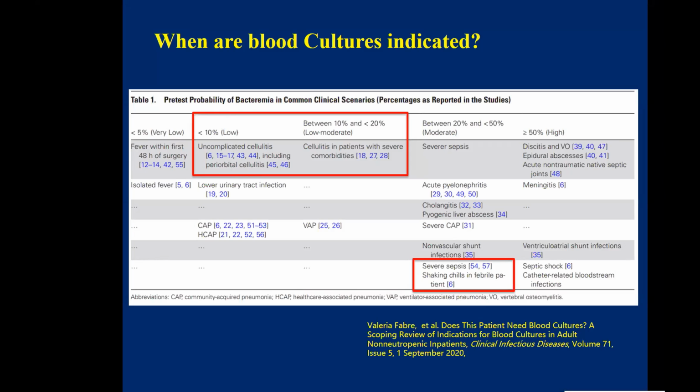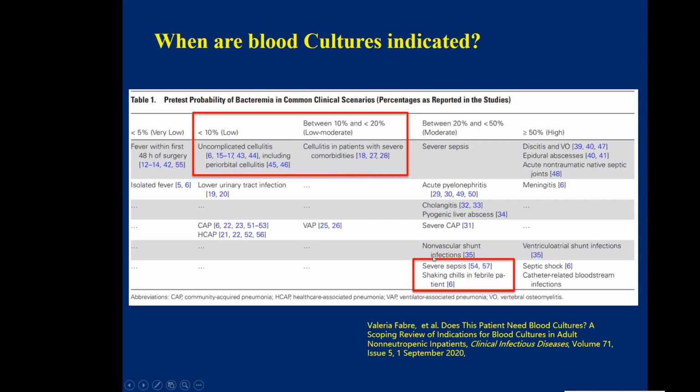And if you have cellulitis in patients with severe comorbidities, the risk of true bacteremia is 10 to less than 20%. So it's actually very, very low. Maybe we could argue that if the patient has uncomplicated cellulitis, even if admitted to the hospital, they probably shouldn't get blood cultures. It should be okay if they don't get blood cultures. If they have moderate comorbidities or moderate disease, probably they can get them.